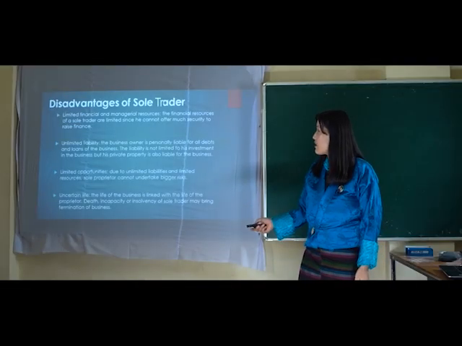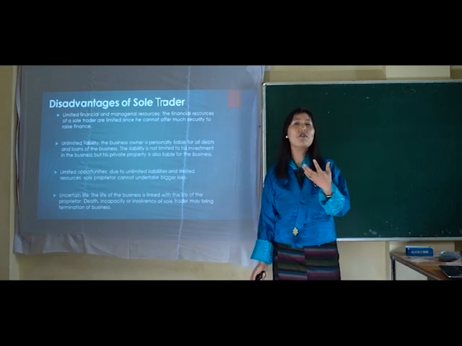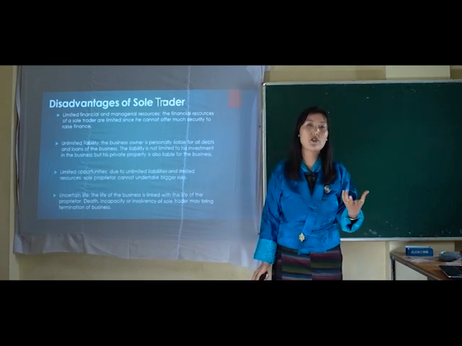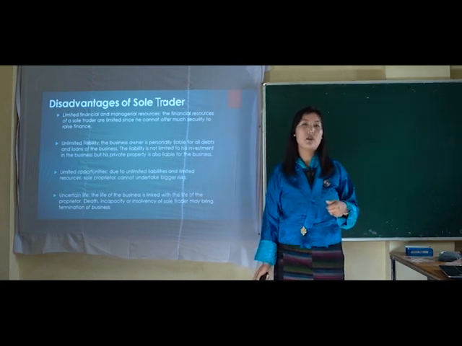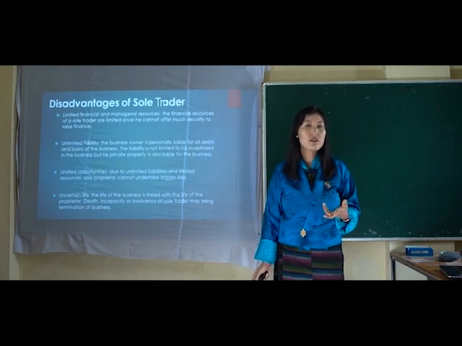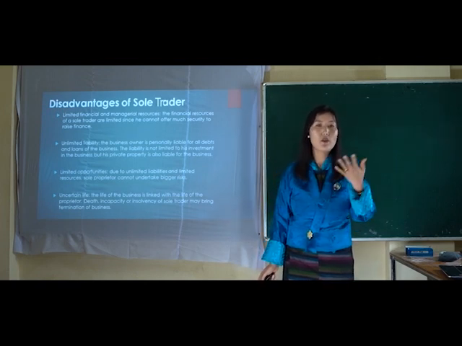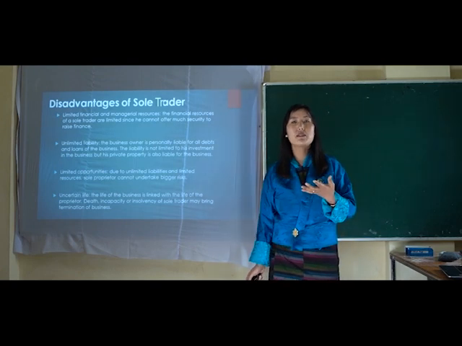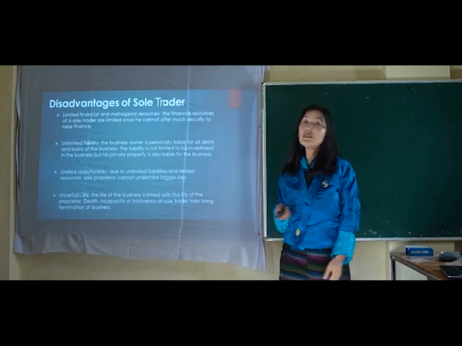And finally, we have uncertain life. Uncertain life, meaning the life of the business is directly connected with the life of the owner. If anything happens to the owner, the business should shut down. Like in case of death of the owner, in case of insolvency of the owner. Insolvency meaning, class 12 students, I'm sure you must be knowing the meaning. For 11 students, insolvency means state of having no money at all. That is insolvency. So if the owner is insolvent, then the business will shut down. That's why business life is uncertain.